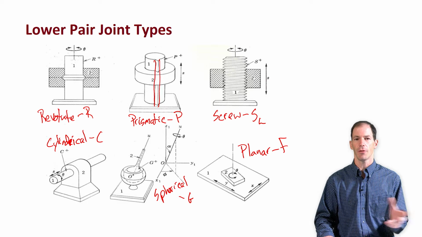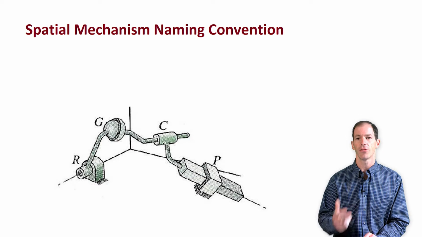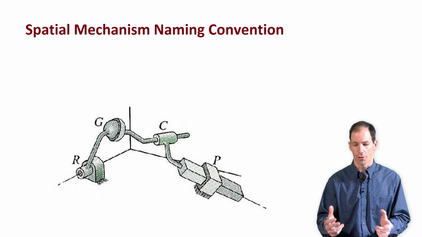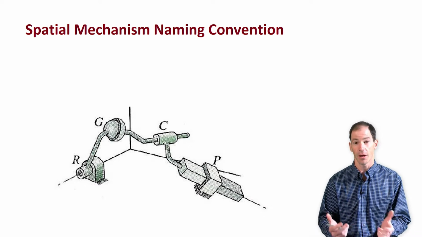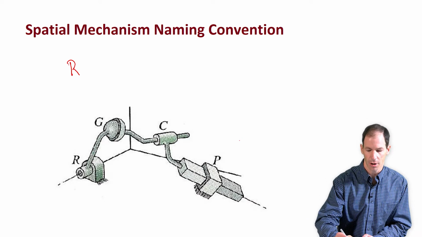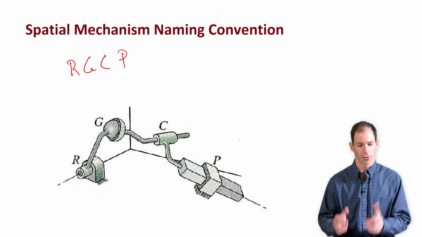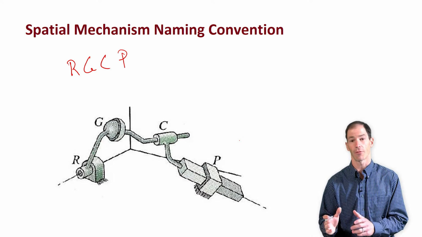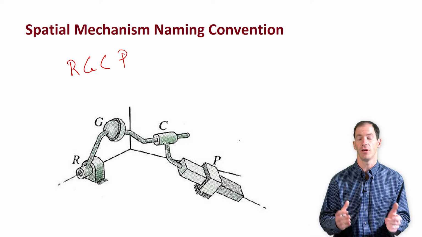All right. So now that we've defined all of these different joint types, why do we need to pay attention to them? Well, the reason is that we name our spatial mechanisms based on what their joint types are. So this mechanism that you see here, we start at the input side and we move to the output side. If my input happens to be that revolute joint, this mechanism here would be referred to as an RGCP. So we'd have a revolute, globular, cylindrical, and prismatic joint. So that's how we would define this mechanism, going from the input to the output. If our prismatic joint happened to be the input, then it would be a PCGR.